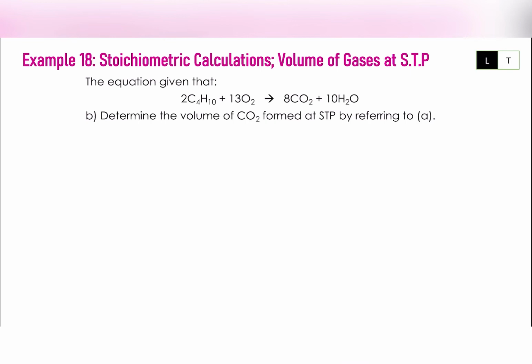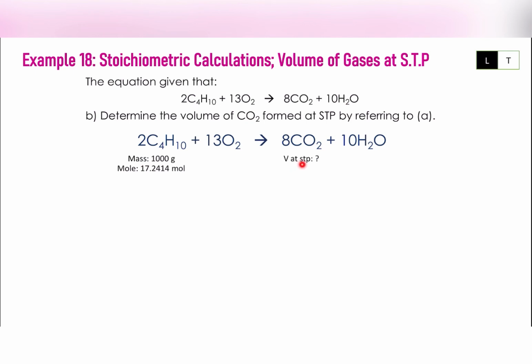balanced or not. We are still doing the same example where I have the second question, B. You have to determine the volume of CO2 formed at STP by referring to A. So I'm going to put it back from A. This is the balanced chemical equation. You got the mass for C4H10, you got the mole from A, and you have to find out this volume of CO2, your product at STP.